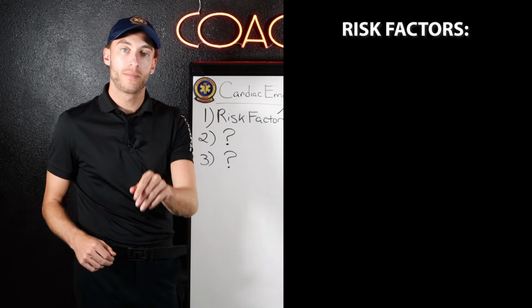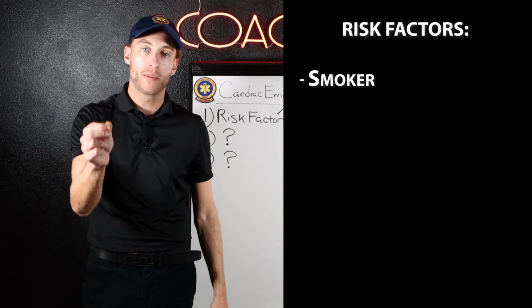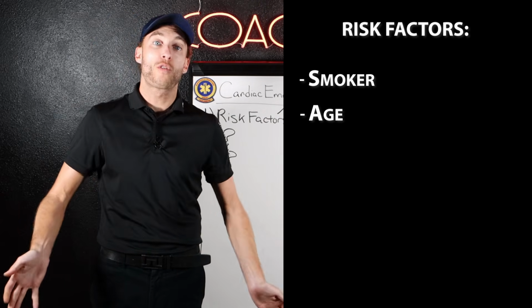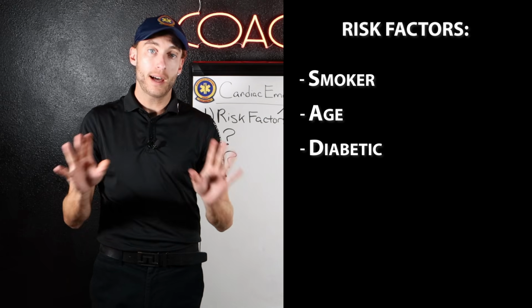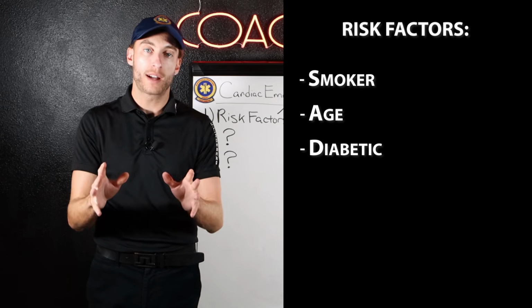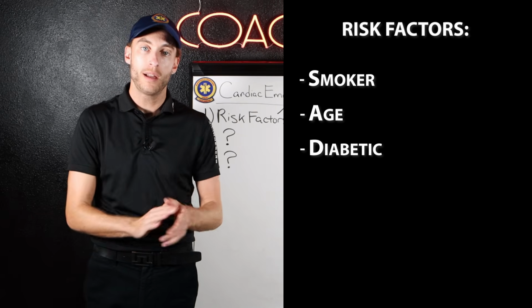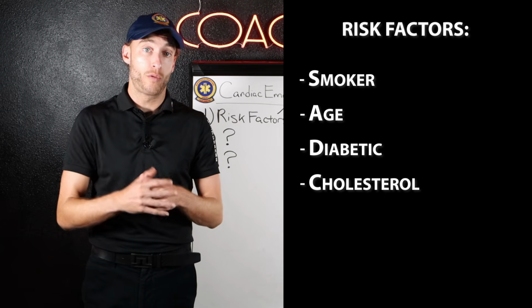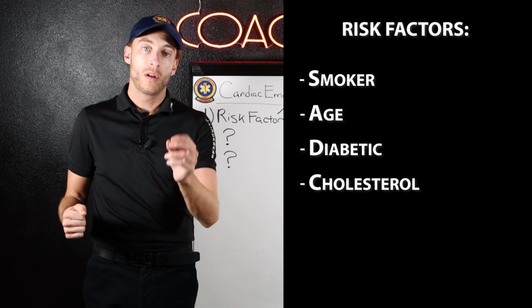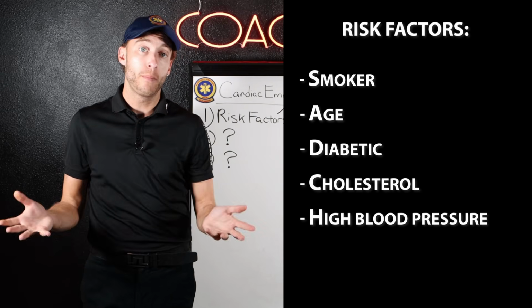Now, the first piece, S is for smoker. A is age over 40. D is a diabetic. Being a diabetic is one of the number 1 risk factors for having heart trouble. C is for a high cholesterol, a history of. Maybe they're on Lipitor, for example, Crestor. H is for high blood pressure.